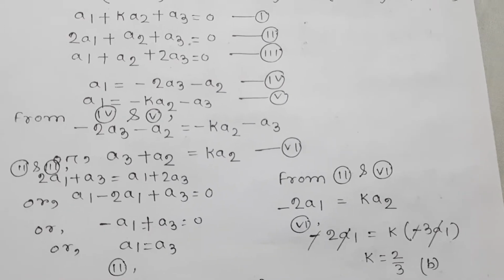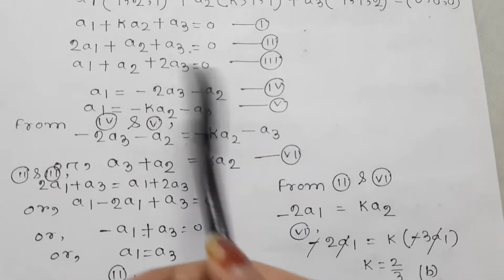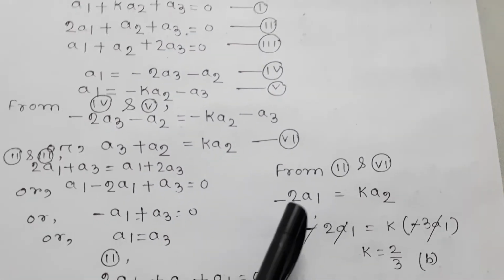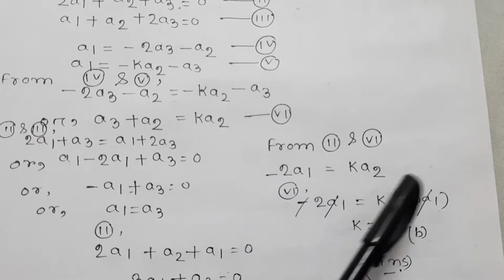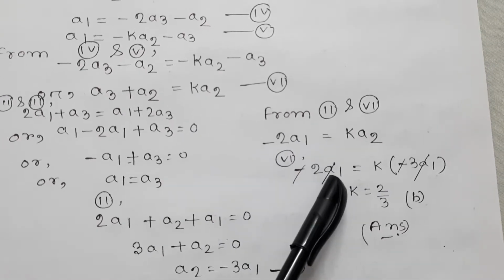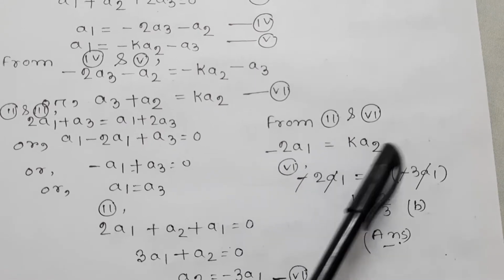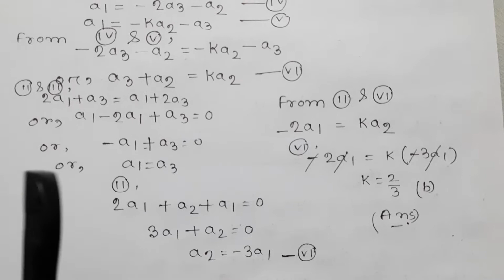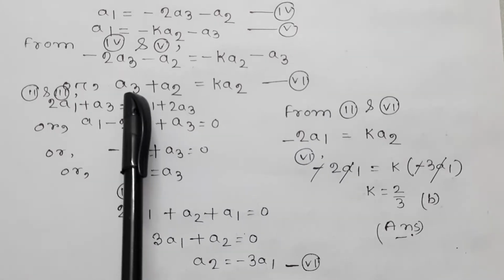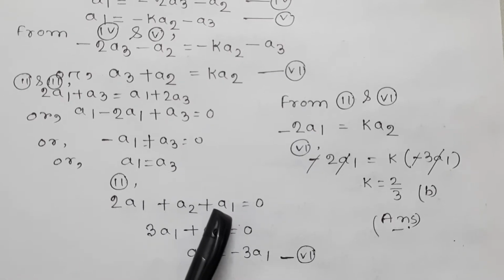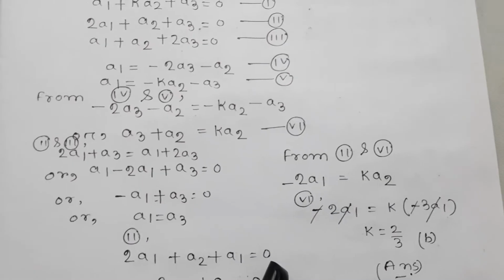a2 plus a3 means ka2, and here a3 plus a2 means minus 2a1. That means these two are equal. So what is k? That means minus 2a1 is equal to ka2. Here a1 is equal to a3, so put that here and solve the equation: 2a1 plus a2 plus a1 is equal to 0.